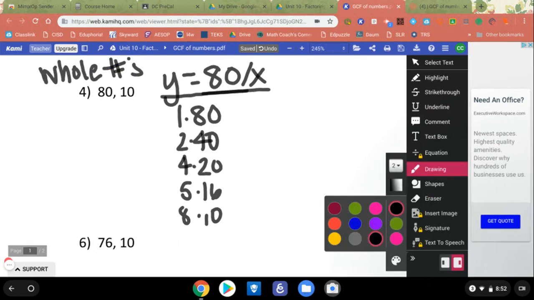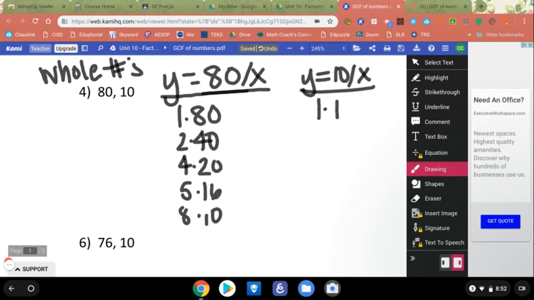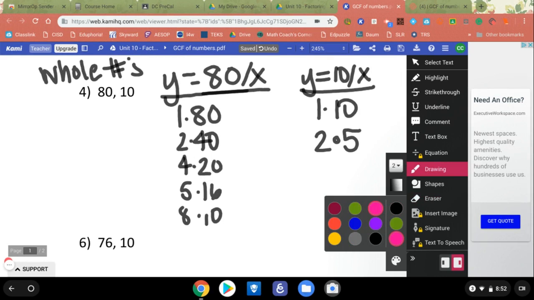Well, 10's pretty easy, but if you're not sure, go to y equals and do 10 divided by x and list your whole numbers. My whole numbers there are 1 and 10 and 2 and 5. So what I'm looking for is what these have in common. What shows up in both lists? So I see a 1 in both lists. I see a 2 in both lists.